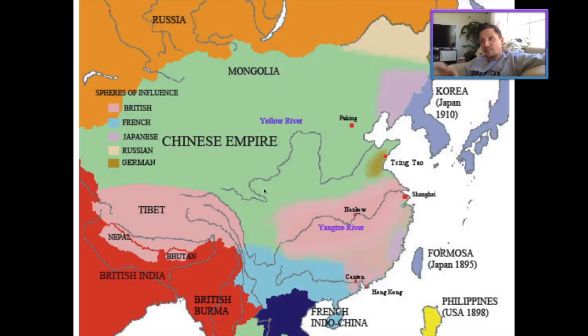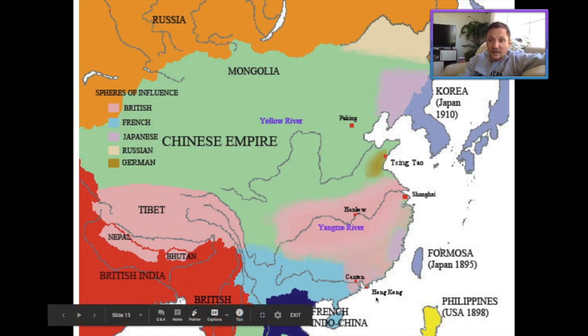Now, this is a map of the spheres of influence within the Chinese Empire. So, as you can see, the green is all still owned and operated by the Chinese, but the British, right here in pink, got a hold of Tibet, Nepal, Bhutan, as well as this area of China going all the way down to Canton and Hong Kong.